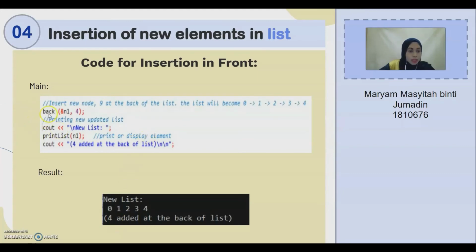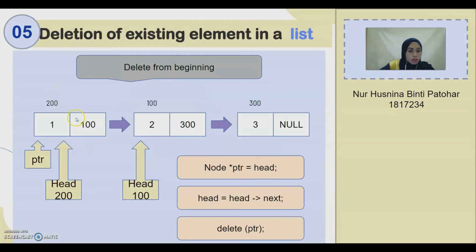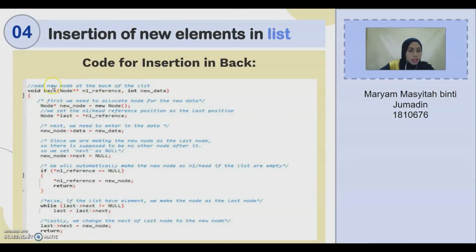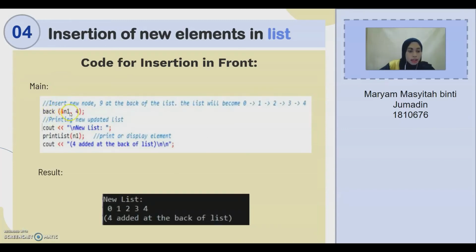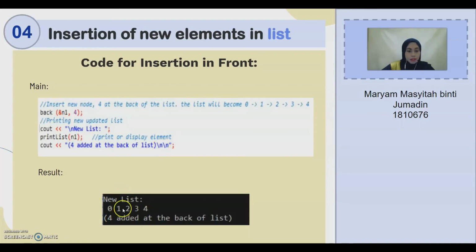This is in the main. We put the back, which we call for this. And then N1 4 is the new node that we want to add. And then we will print it 0, 1, 2, 3, 4. Hence, our latest list will be 0, 1, 2, 3, 4.